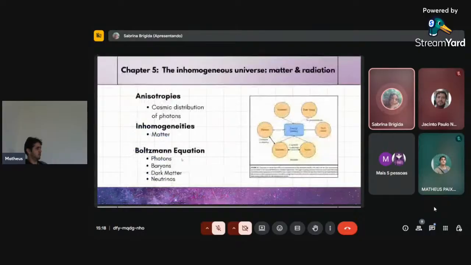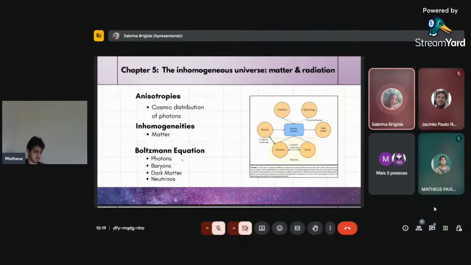So basically this was chapter 4 of the Dodelson book, which talks a little about these phenomena. Now we have chapter 5, where we talk about the inhomogeneous universe, and a little about matter and radiation. In this chapter, we are interested in understanding the anisotropies in the cosmic microwave background photons, for example, and the inhomogeneities in the matter in the universe.